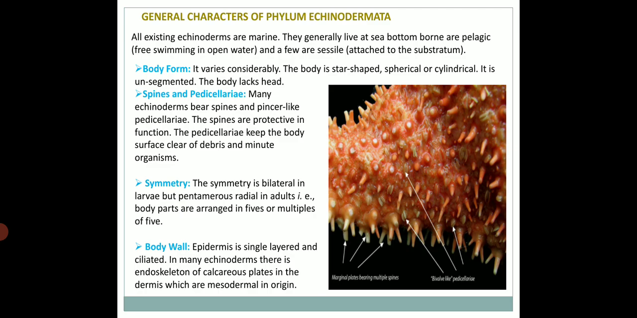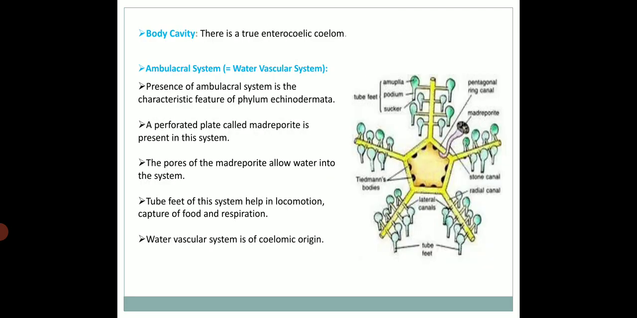Next, the body wall. Epidermis is single layered and it is ciliated. In many echinoderms, there is an endoskeleton of calcareous plates in the dermis which are mesodermal in origin. Next is the body cavity. There is a true enterocoelic coelom in phylum Echinodermata.